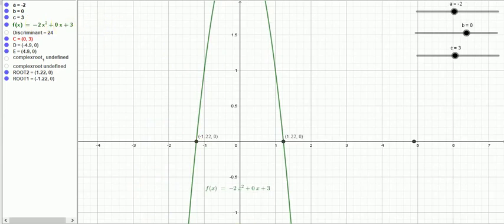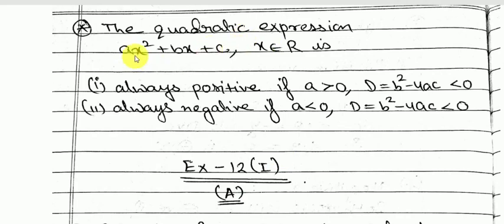But here what we are discussing is, if you have a quadratic expression, and if a is greater than 0 and discriminant is less than 0, in that case your expression will always be positive, no matter what value you put for x. And if a is less than 0 and d is less than 0, in that case for any real value of x you will get a negative output. So let us see.